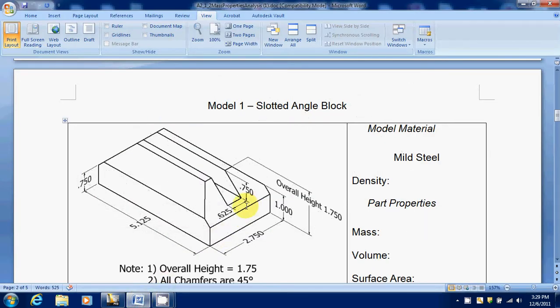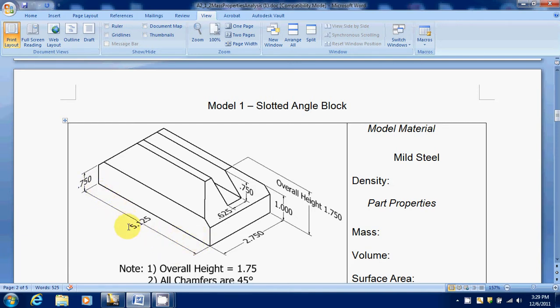All right, let's take a look at our block we're drawing today. We've got this model 1 slotted angle block. We're going to go through some of the simple steps we've been doing in Inventor all along and get this block drawn out for us here. So the first thing I'm going to do is draw an overall shape of a block and then start subtracting to get the proper angles and everything cut on here.